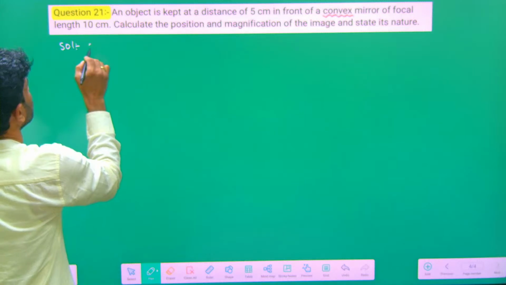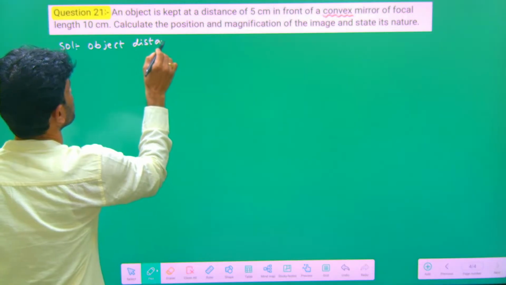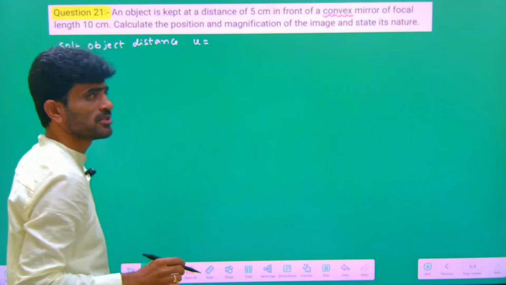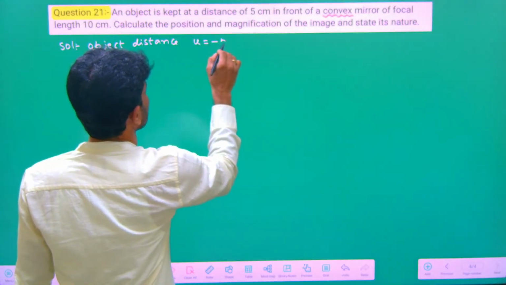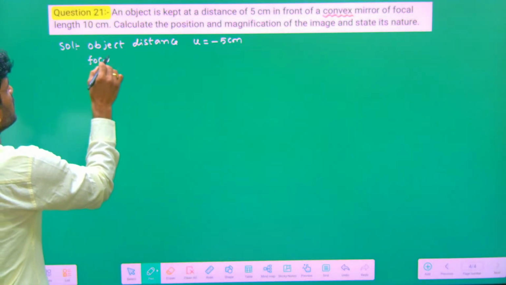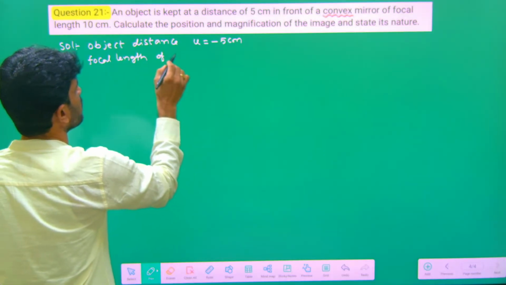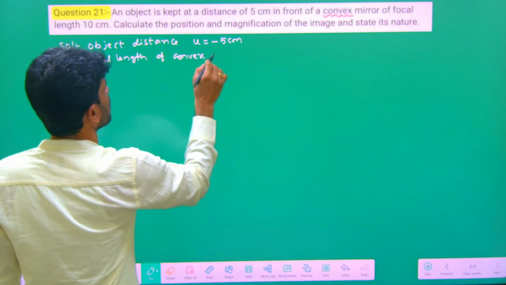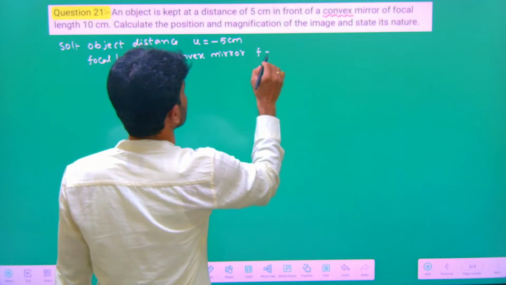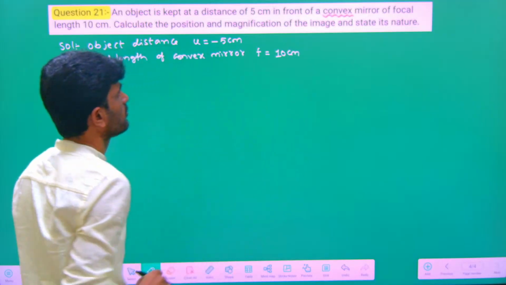Solution. Object distance, how do we denote it? u is equal to how much is given? 5 centimeters, but we will take minus 5 centimeters. And one more, focal length. What kind of mirror is it? Convex mirror. Because it is a convex mirror, focal length should be taken positive. f is equal to plus 10 centimeters. Here we should be careful.